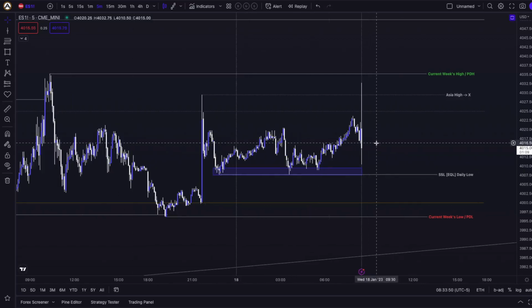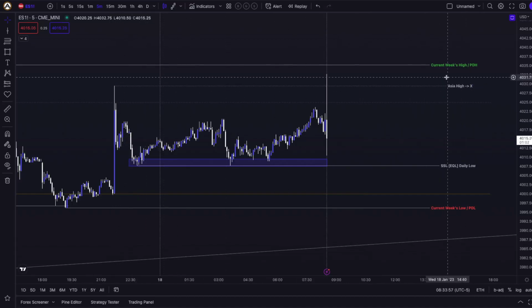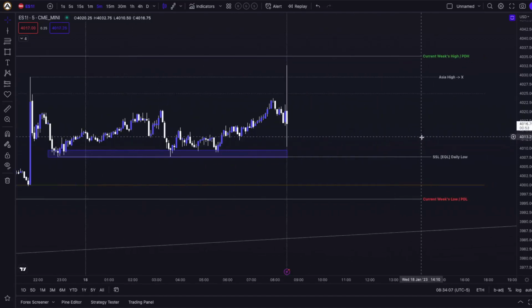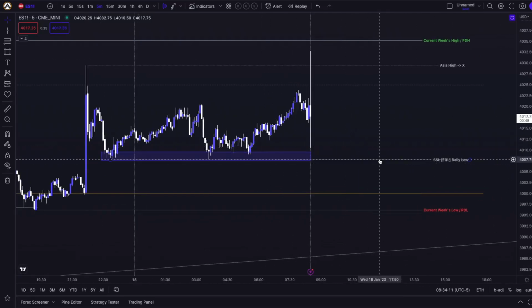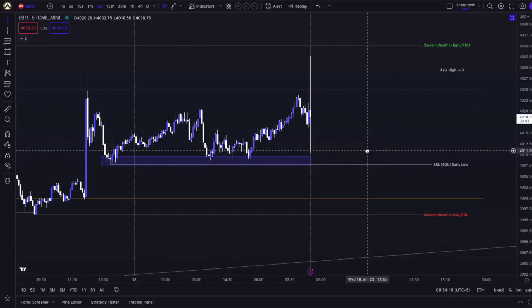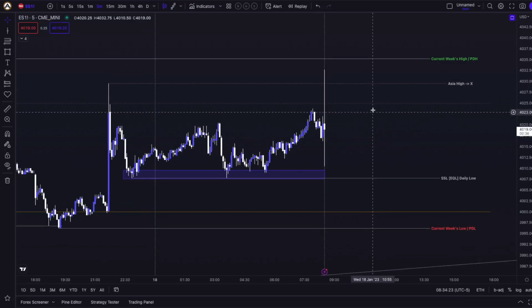And we see, look, we just went above our buy side liquidity right here, our Asia high from yesterday, according to New York local time. And we did not go above our current week's high, which is right at the 40.35 and a quarter level. So let's see if we can break through our sell side liquidity at the current day's low right here, sitting at 4,007 3/4. So we see indecision right now, big wicks to both the upside and the downside.